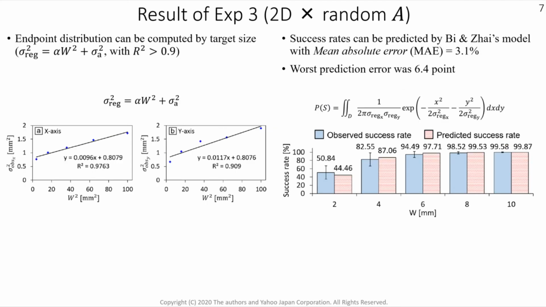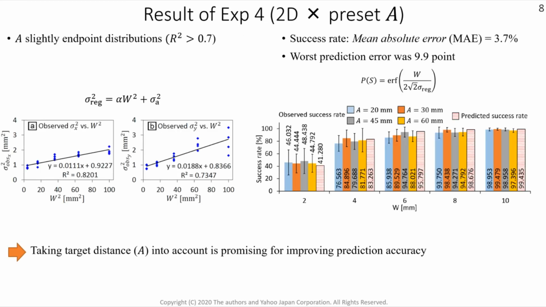In experiment 3, we used circular targets that appeared at a random position. The results were similar to those in experiment 1. The sigma can be accurately computed by the target size W, and the mean absolute error was 3.1%. In experiment 4, the effect of target distance was a bit more clearly observed. The R squared values for regressing the sigma values dropped to 0.7, and the mean absolute error increased to 3.7%. This result also supports that taking the target distance into account is promising for improving the prediction accuracy.